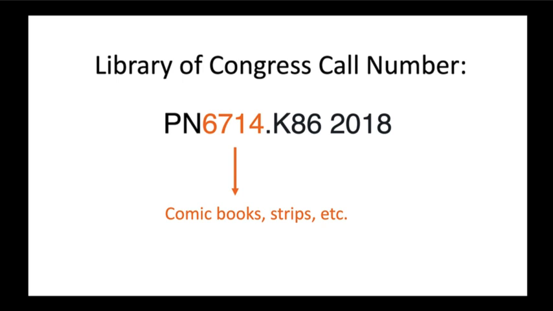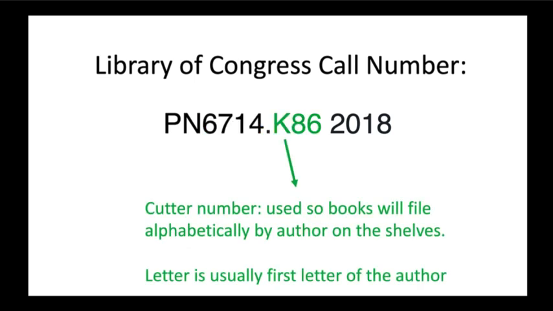Now, we could have many books on that topic, so we then need a way to organize all of them, and we do this with what's called a cutter number. Usually, the letter is the first letter of the last name of the author, and the rest of the number is assigned so that we can have all of the books with the same classification sit together on the shelves in alphabetical order by the author's last name.